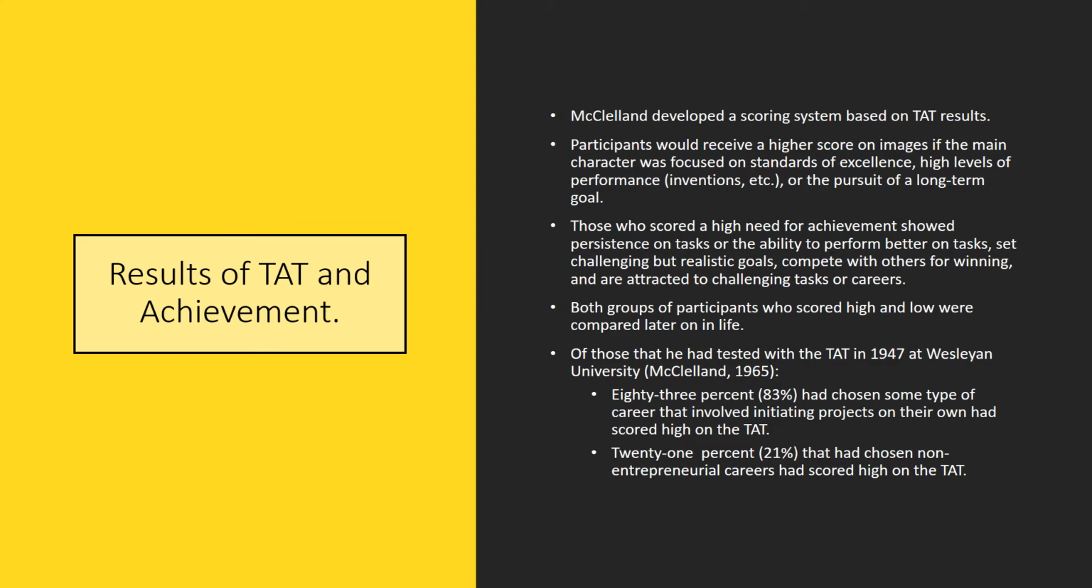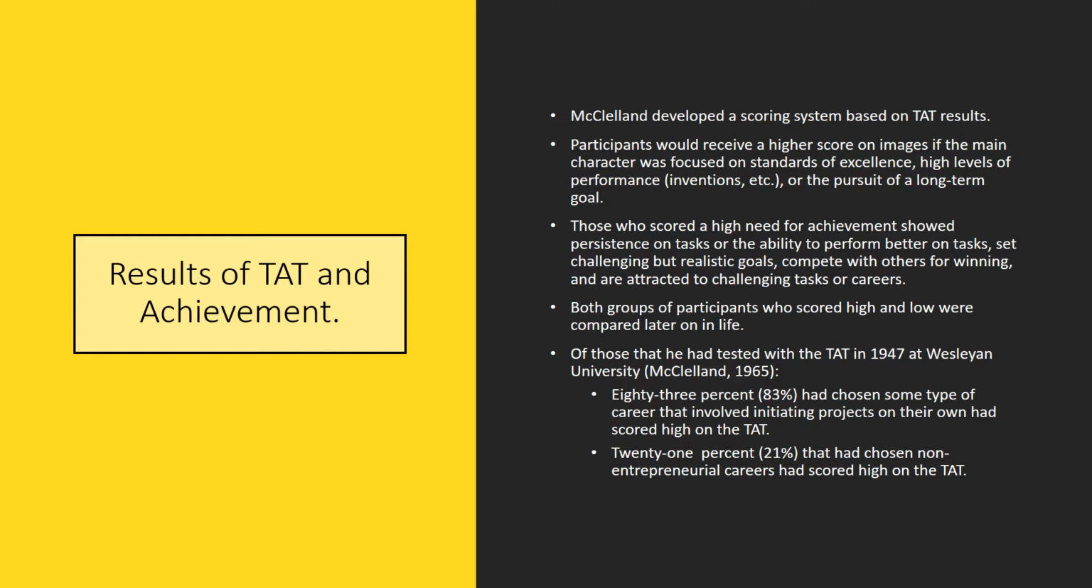McClelland developed a scoring system based on TAT results, so participants would receive a higher score on images if the main character was focused on standards of excellence, high levels of performance, such as maybe the scientist inventing something, or in the other picture we looked at with the romance, possibly the pursuit of a long-term goal.